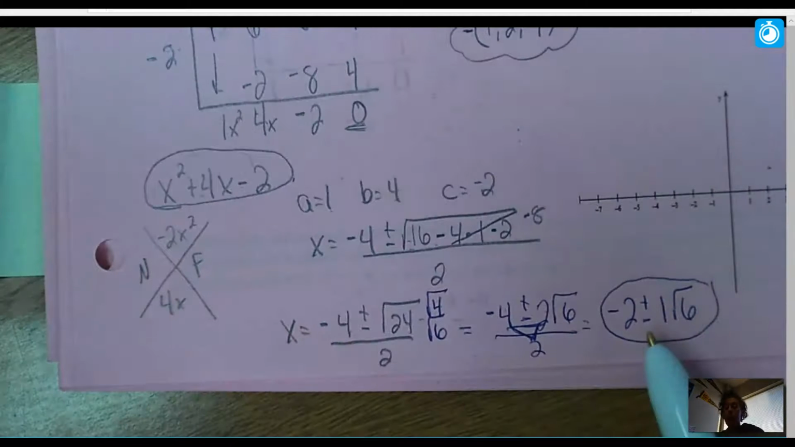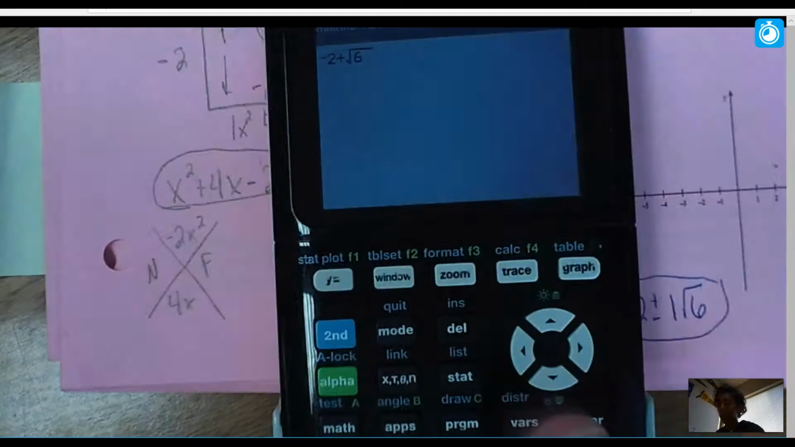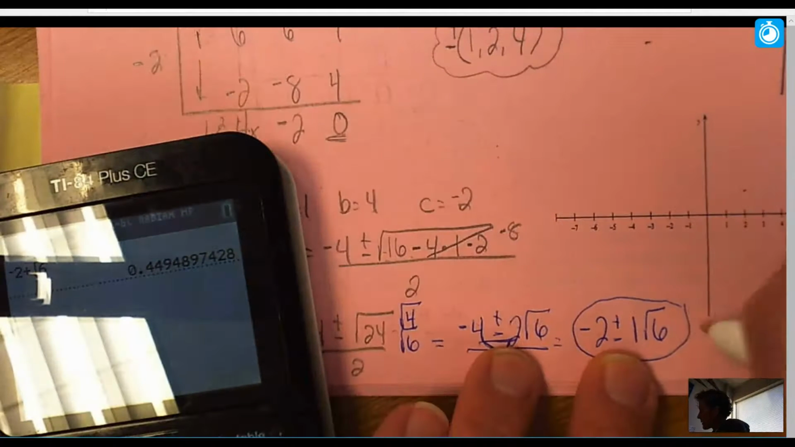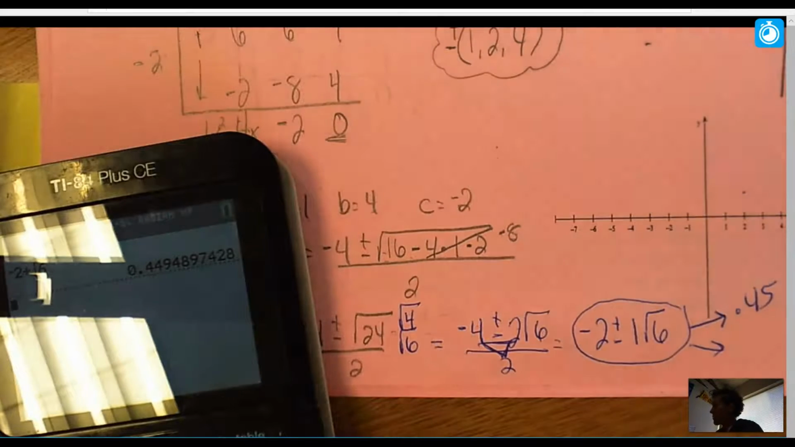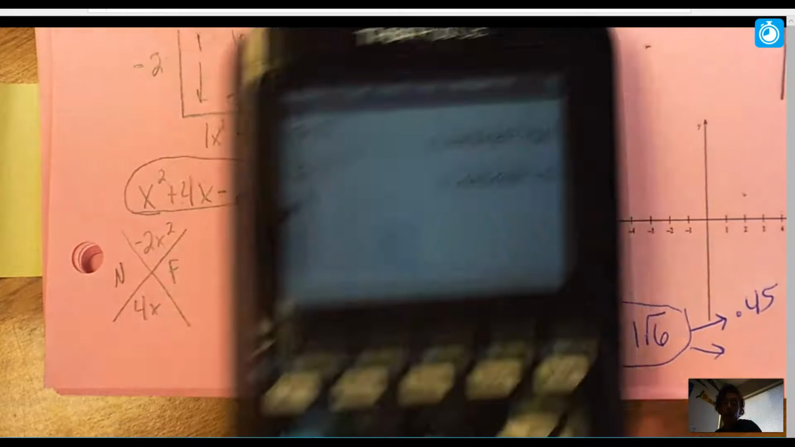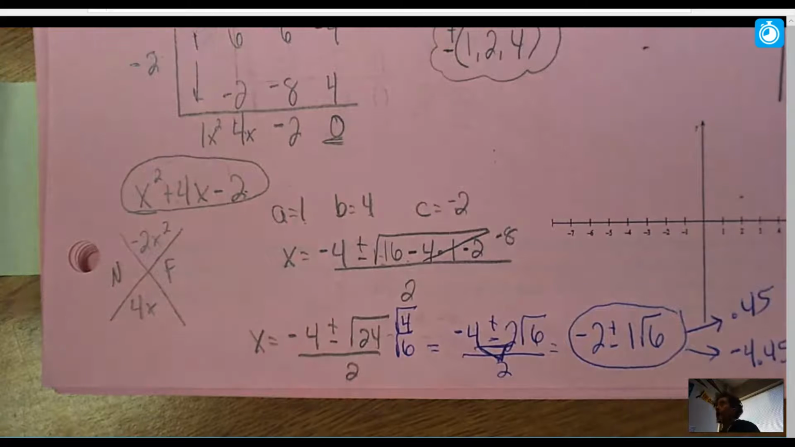So from here, what I want to do is, this doesn't really help me with a graph. I do want to just type this into my calculator and see what those are as decimals. So I'm just typing in -2 plus the square root of 6. Okay, and I get about 0.45. And then I would do this again, but with the subtraction. So when I do that, I get about negative 4.45.